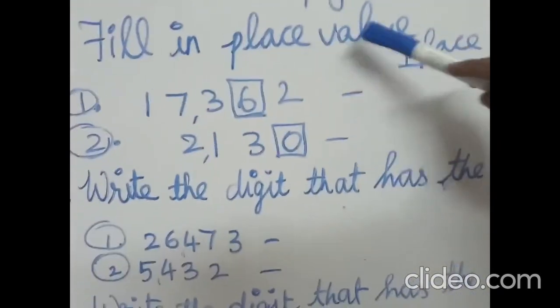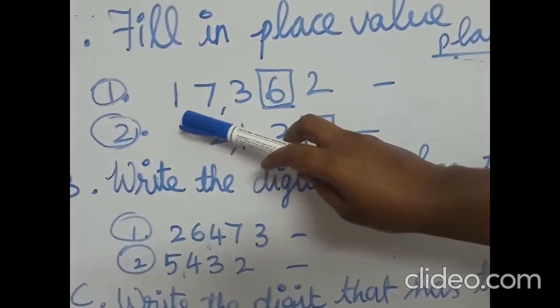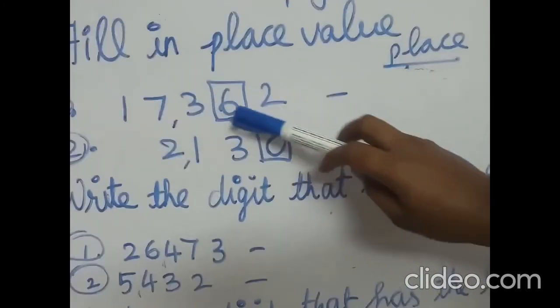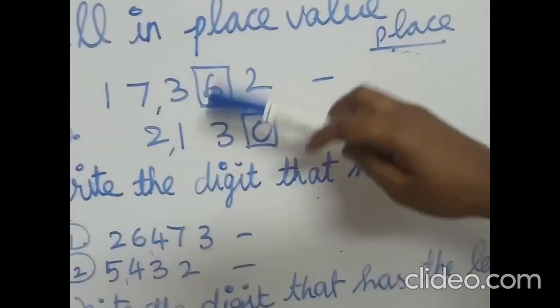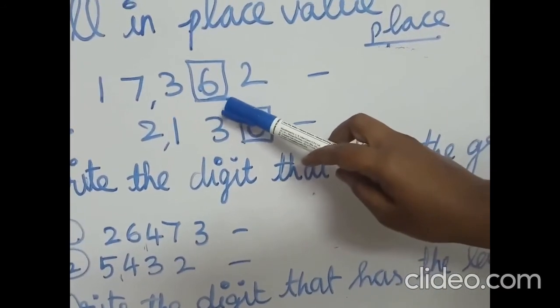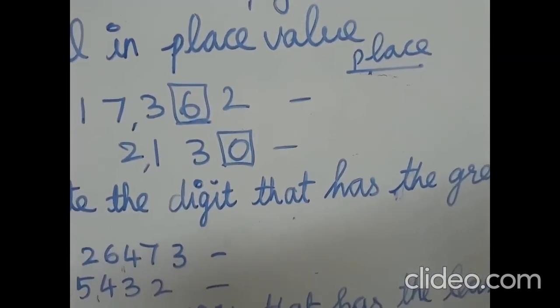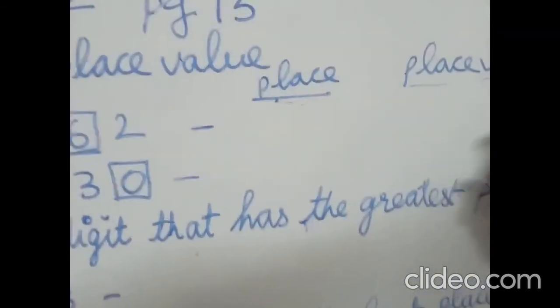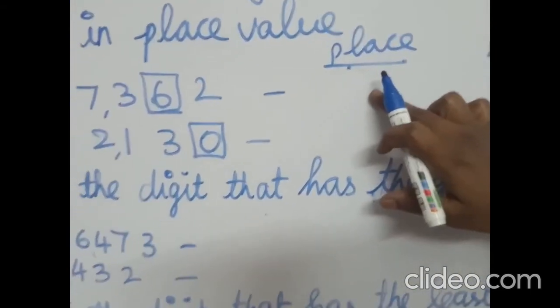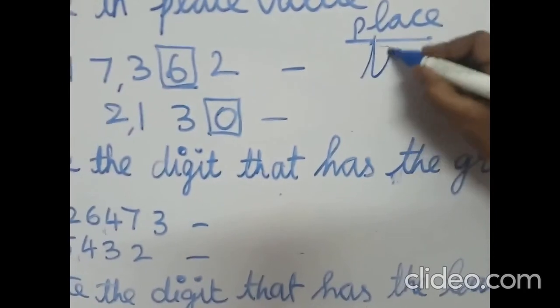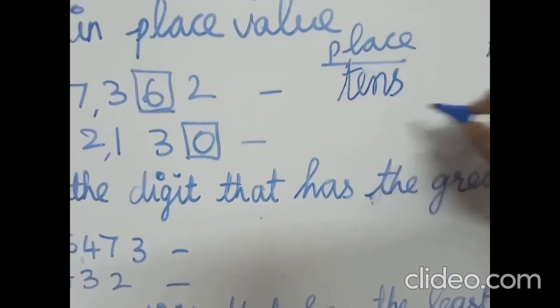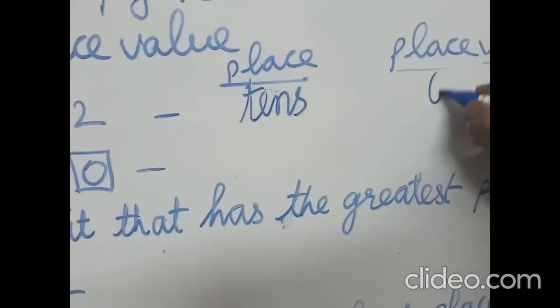So, first one is A1. Fill in the place value. See here, first number is 17,362. So, which number was circled here? 6. 6, we are going to write the place as well as the place value. What's the place of the 6? Tens. And 6 in the place value is 6 tens.